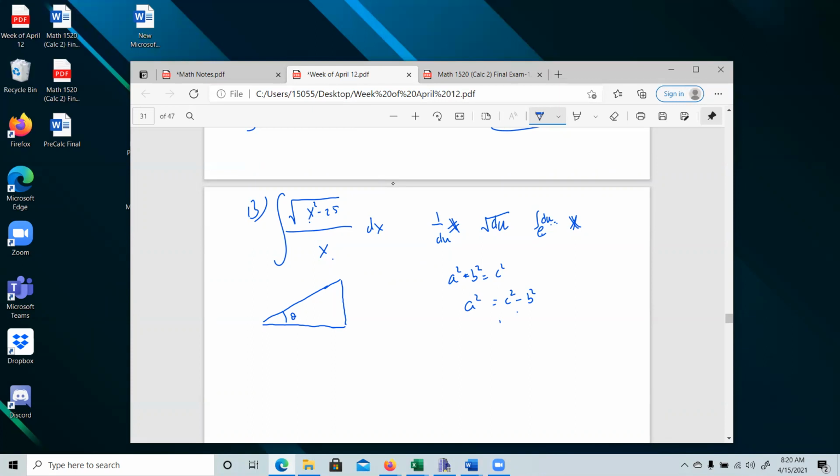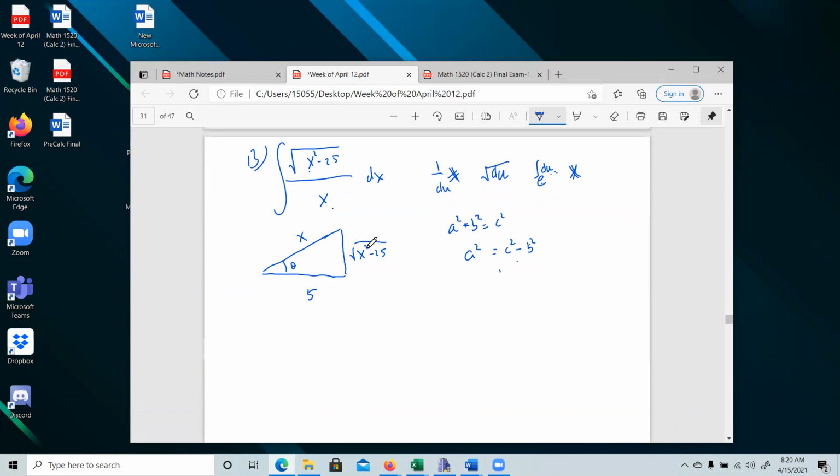So what's my c squared? My c is x. I'm going to change it to an a here. And then this side is going to be the square root of x squared minus 25. I really should have changed this to an a because I like my adjacent side to be a. This is where I am with it. So yeah, here we are, triangle.